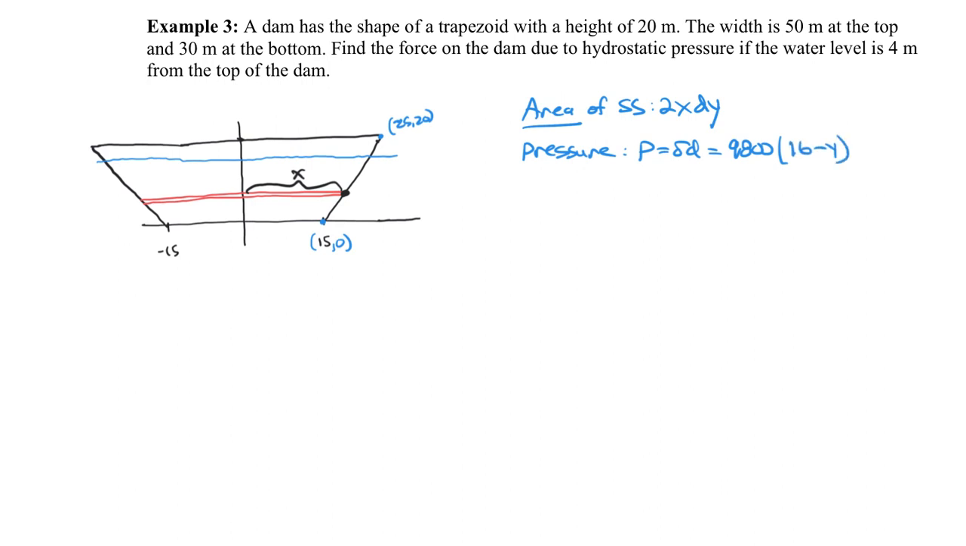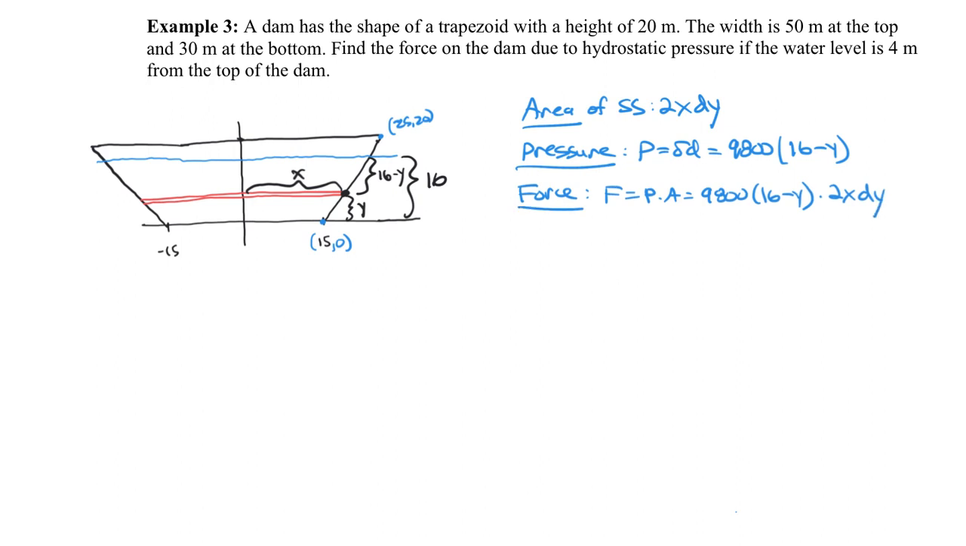And it makes sense even if you just look at the picture here. This right here is y. And we know this whole thing is 16. So that means that this distance has to be 16 minus y. Right? But the easiest way is just always remember this is height minus y. So that gives us the pressure and then the force against the strip. Force equals pressure times area. So the pressure is 9,800 times 16 minus y times the area, which is 2x dy. So that gives us the force.